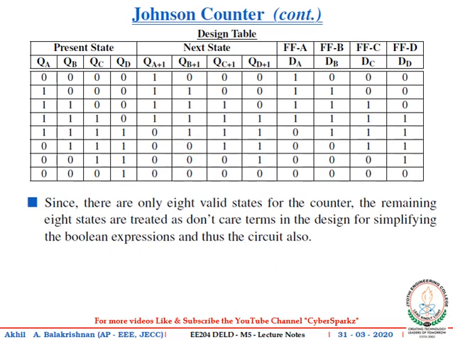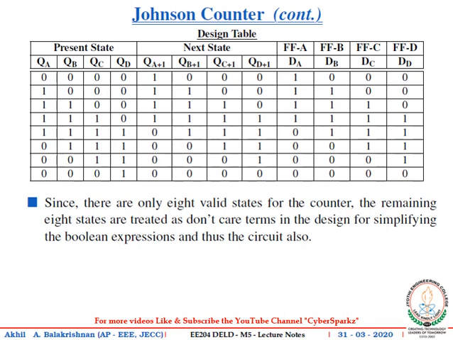So we are going to design a 4-bit Johnson counter. To complete the design, first of all we need to complete the design table. There are 8 valid states for a Johnson counter, so these 8 states will form the 8 rows of the design table. Starting from 0000 onwards, the last value is 0001. Once you have completed the present state, now you have to fill the next state column.